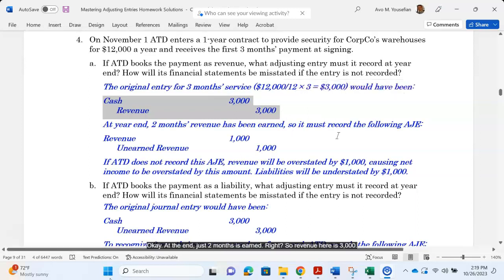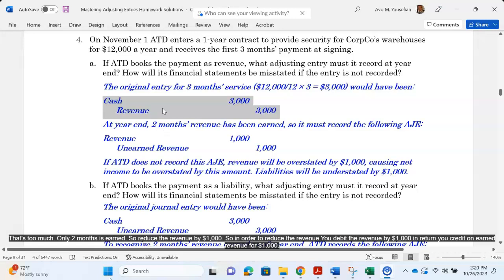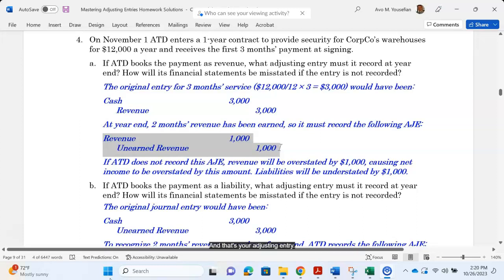Okay. Now, at the year end, just 2 months is earned, right? So revenue here is $3,000. That's too much. Only 2 months is earned. So reduce the revenue by $1,000. So in order to reduce the revenue, you debit the revenue by $1,000, and in return, you credit unearned revenue for $1,000. And that's your adjusting entry.